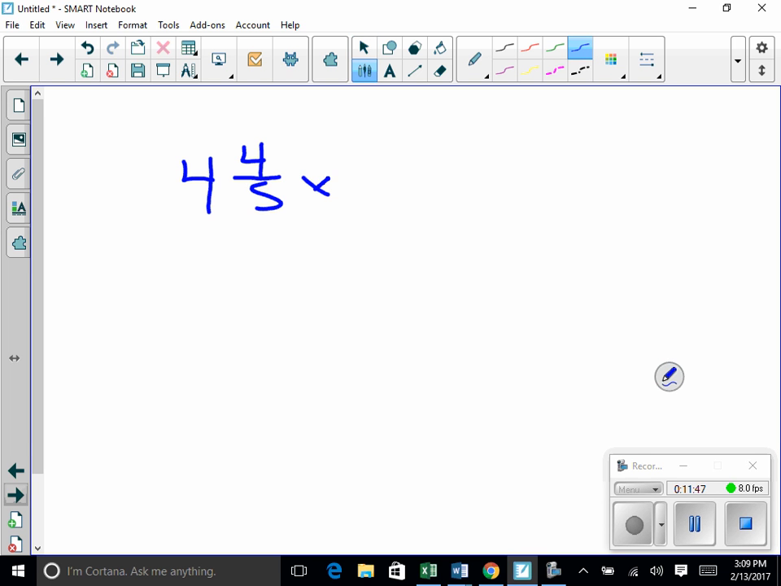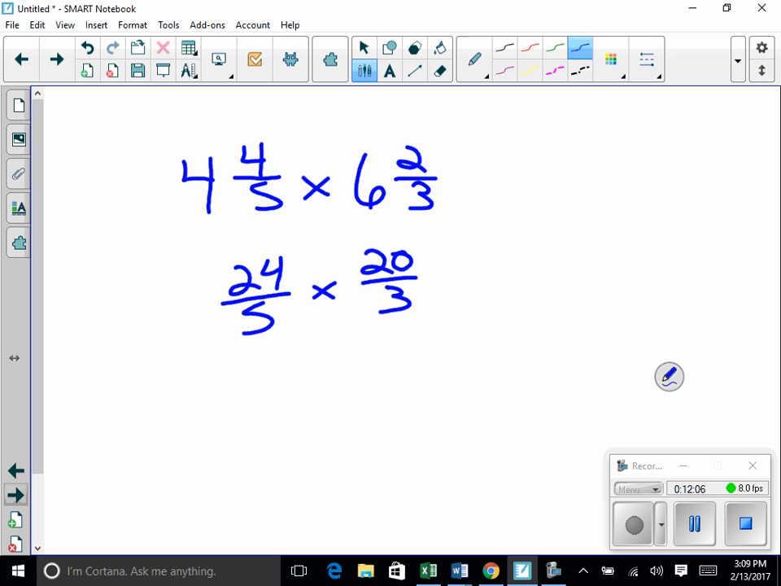4 4/5 times 6 2/3. Okay. First step, make them improper fractions. So 4 times 5 is 20, plus 4 is 24 over 5, times 6 times 3 is 18, plus 2 is 20 over 3. And now we can multiply, but before we multiply, I'd like to reduce by looking across.